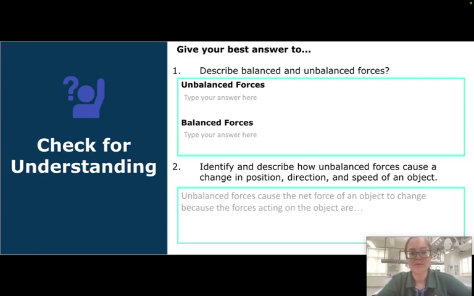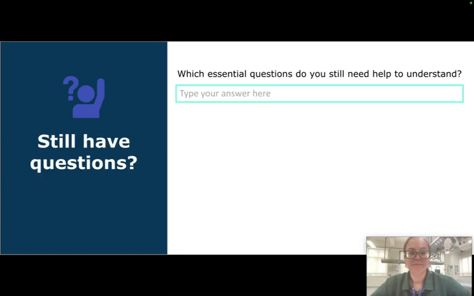Okay, so we are going to describe these. Just think about these questions. Describe balanced and unbalanced forces the best you can. And then identify and describe how unbalanced forces cause a change in position, direction, and speed of an object. So just make sure you know how to answer both of those.